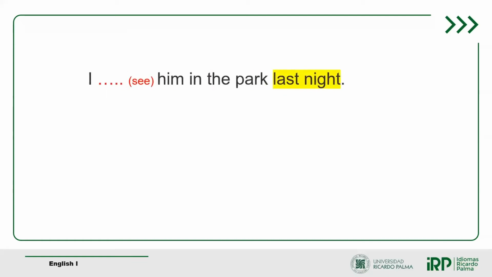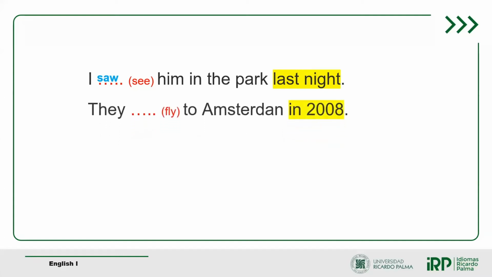What about here? The verb is see. Him in the park last night. Do you remember what's the verb see in simple past? Do you remember? So, fantastic. The simple past of see is saw. I saw him in the park last night.